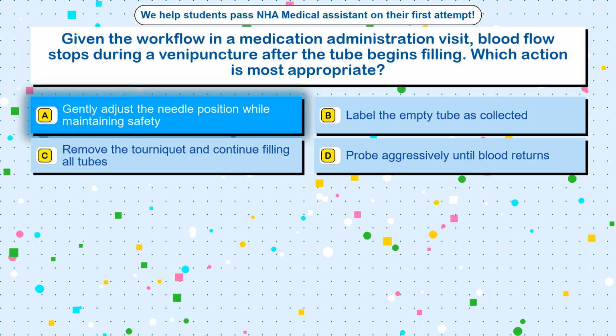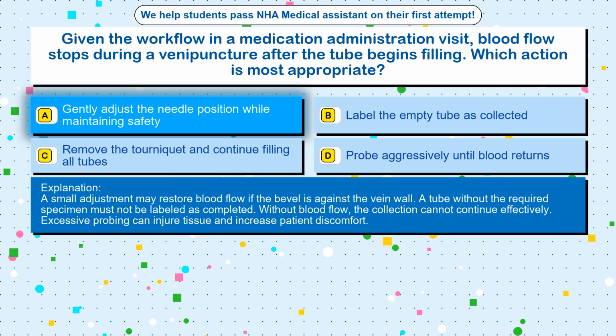The correct answer is option A. Gently adjust the needle position while maintaining safety. A small adjustment may restore blood flow if the bevel is against the vein wall. A tube without the required specimen must not be labeled as completed. Without blood flow, the collection cannot continue effectively. Excessive probing can injure tissue and increase patient discomfort.